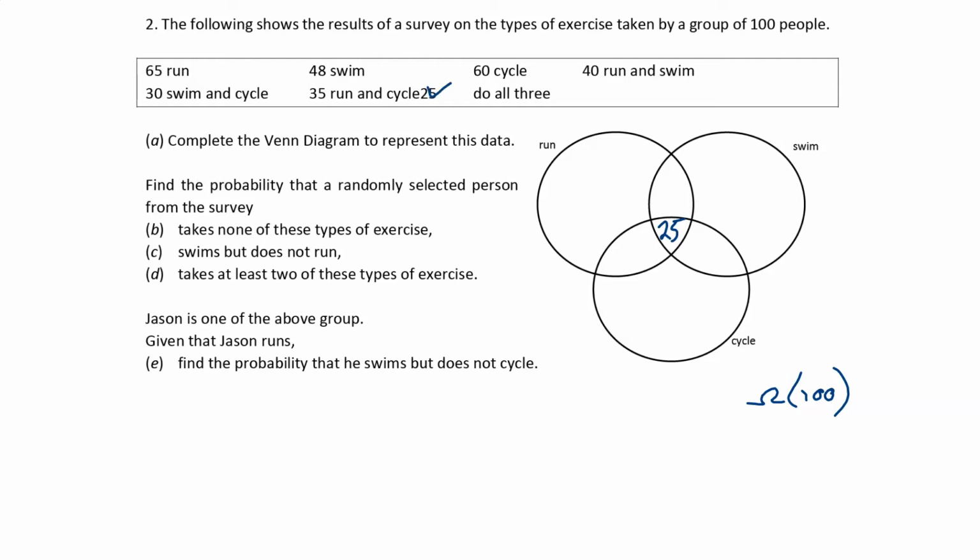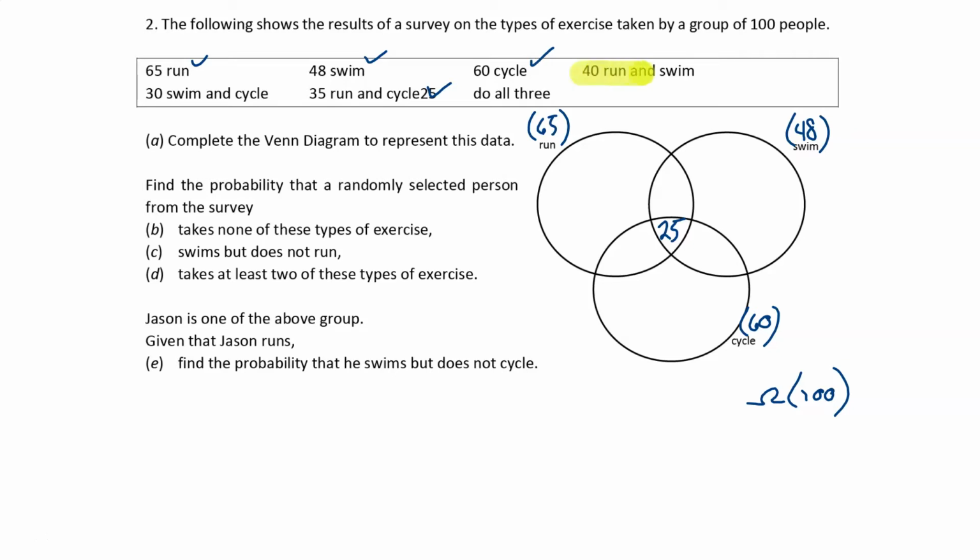We know that in total, we have 65 people who run. We have 48 people who swim. And we have 60 who cycle. So we'll add that to the chart as well, taking that piece and that piece and that piece of data.